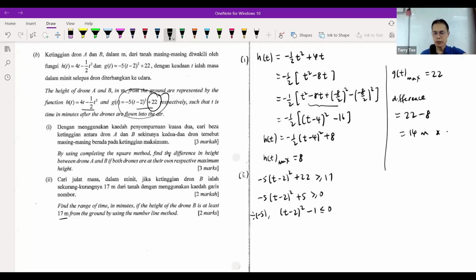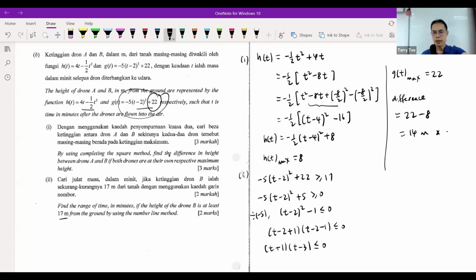Now, actually there's another shorter way to do this, but because I have to fulfill the condition, that is to use the number line method, I will factorize using a plus b, a minus b. Okay, so with that, you can see here your (t plus 1)(t minus 3) is less than or equal to 0.